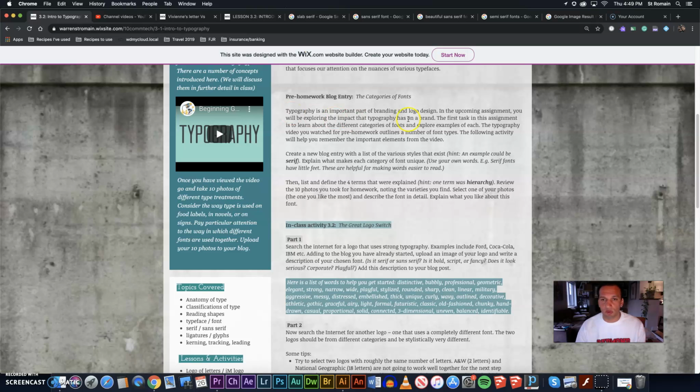It's written here. Create a new blog entry with a list of the various styles that exist. Hint, an example could be serif. That's one of them. 3 more. There are, of course, more, right? And I sort of mentioned, my kids were starting to fade there, so I kind of went through that fairly quickly.